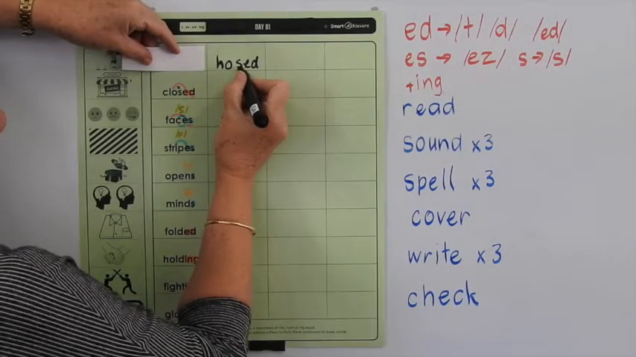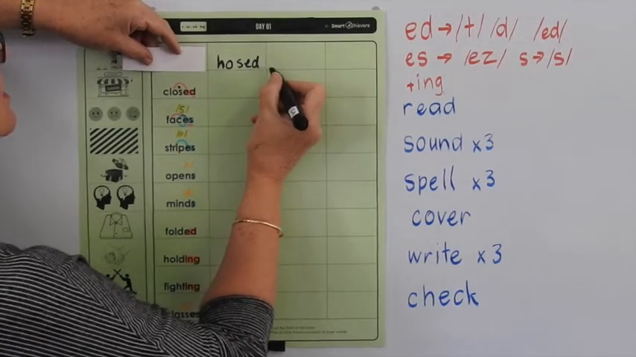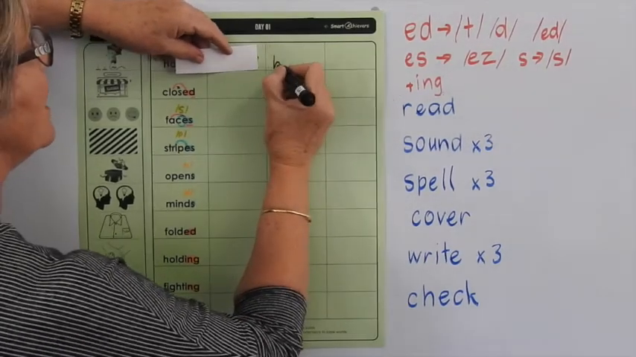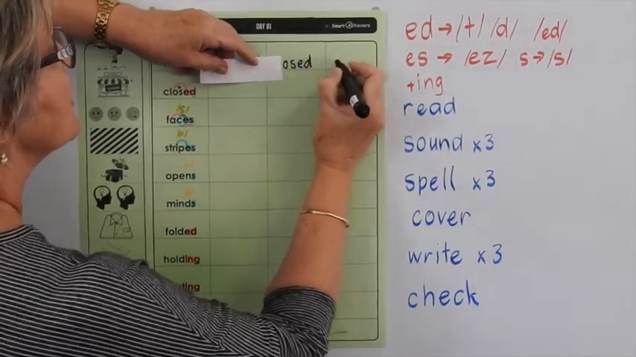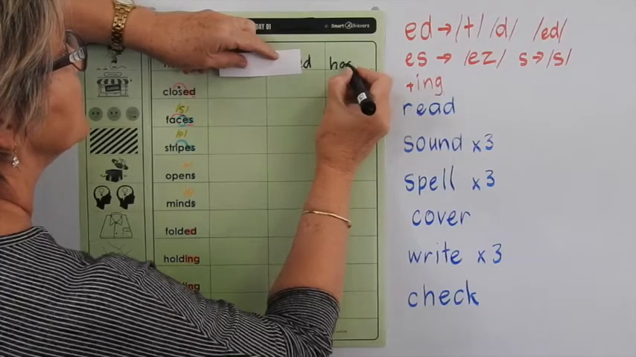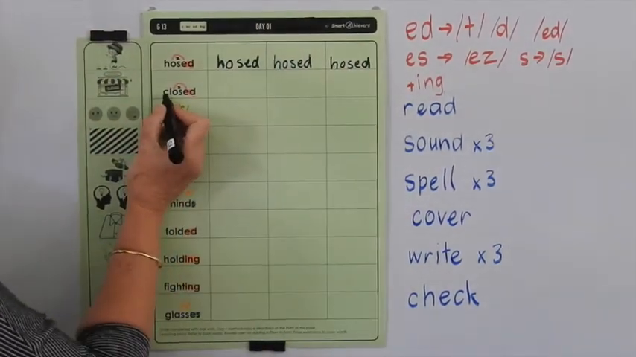And because the S is making its Z sound and the ED is making its D sound, it's very important that after sounding them, you actually find the letters that are making those sounds in these words. And that's why spelling the words is so important. So we're going to sound it.